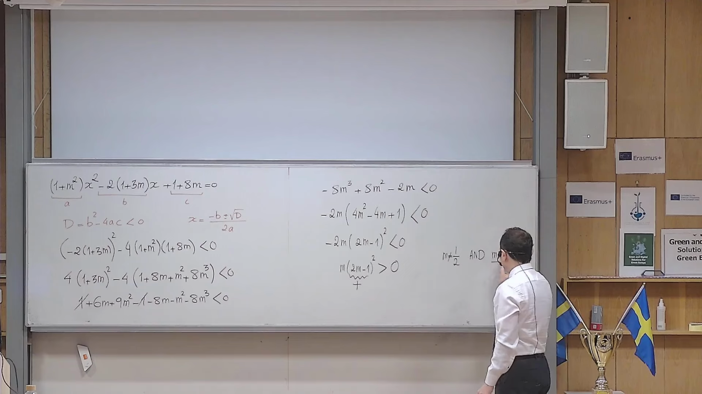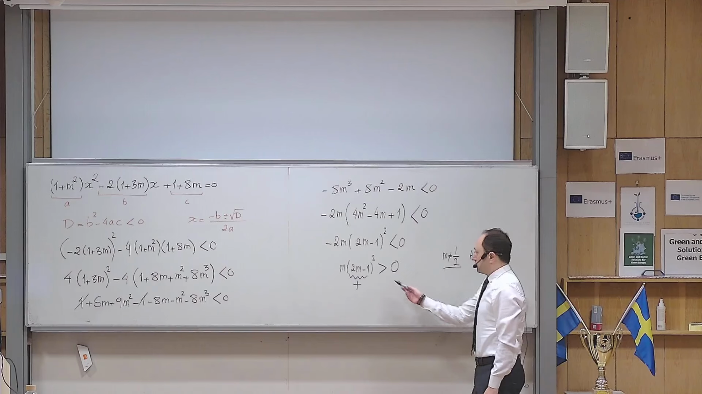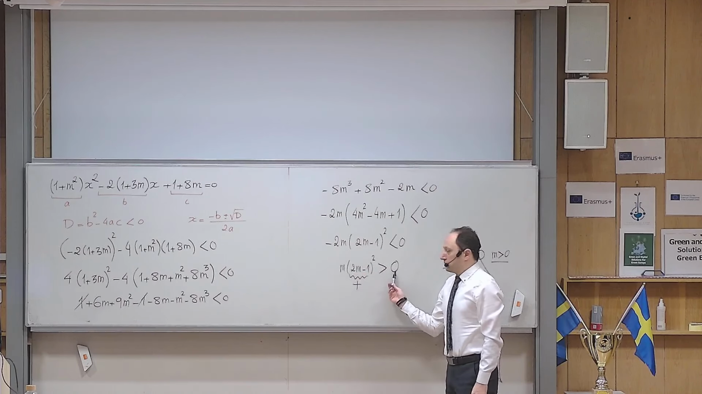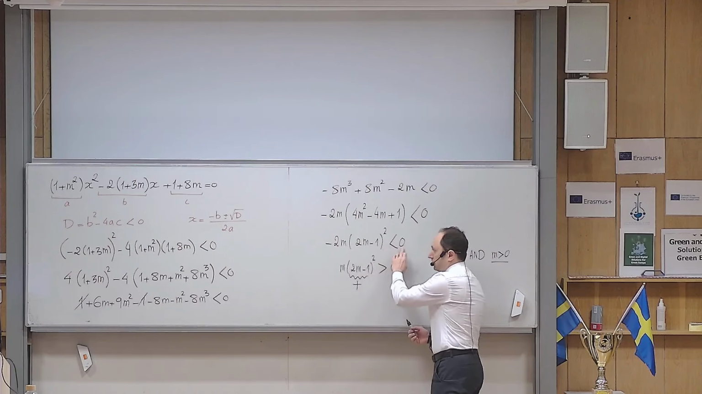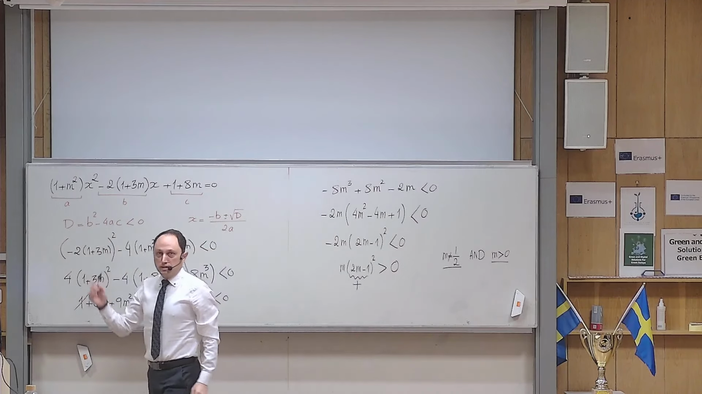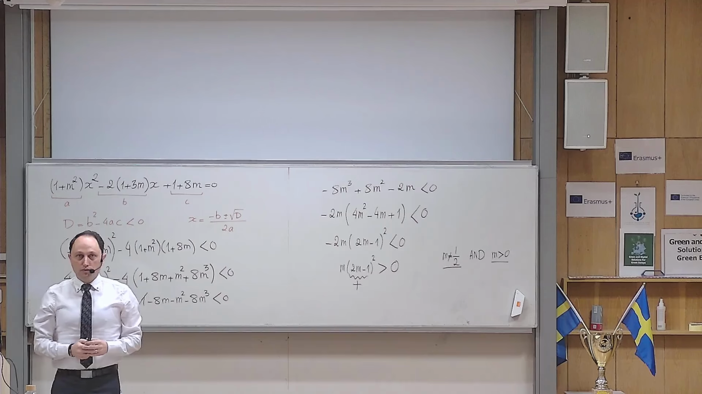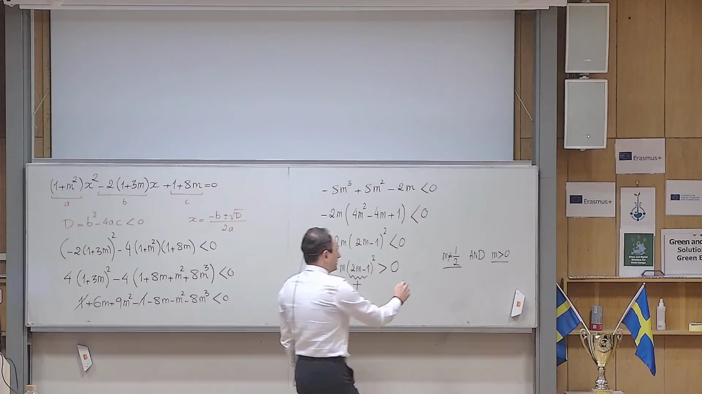So if m is positive and not equal to 1/2, it is guaranteed that this expression is positive. This expression positive means this expression negative, and if you go back, it means that the discriminant is negative, and it means that the equation does not have any roots at all. Okay, that is why the answer to this problem is this.